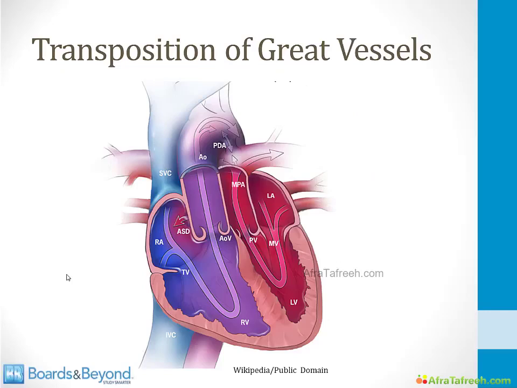Next, we'll talk about transposition of the great vessels, or it is sometimes also called transposition of the great arteries. In this condition, the aorta and pulmonary artery are switched so that the right ventricle pumps to the aorta and the left ventricle to the pulmonary arteries. This is depicted in this picture on the slide here. We've got the right ventricle pumping blood into the aorta, and on the left side, we have the left ventricle pumping blood into the pulmonary artery.